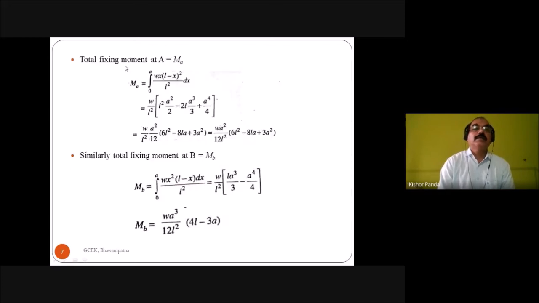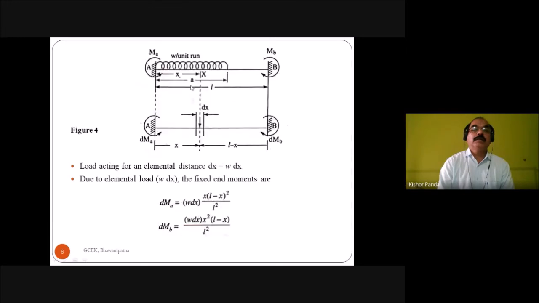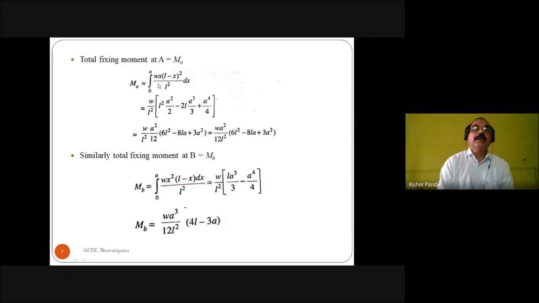So you will get the moment at the end A: MA is equal to the integration from 0 to A of W x L minus x square by L square into dx. You have to take the integration limit 0 to A. First you take the integration of this equation.